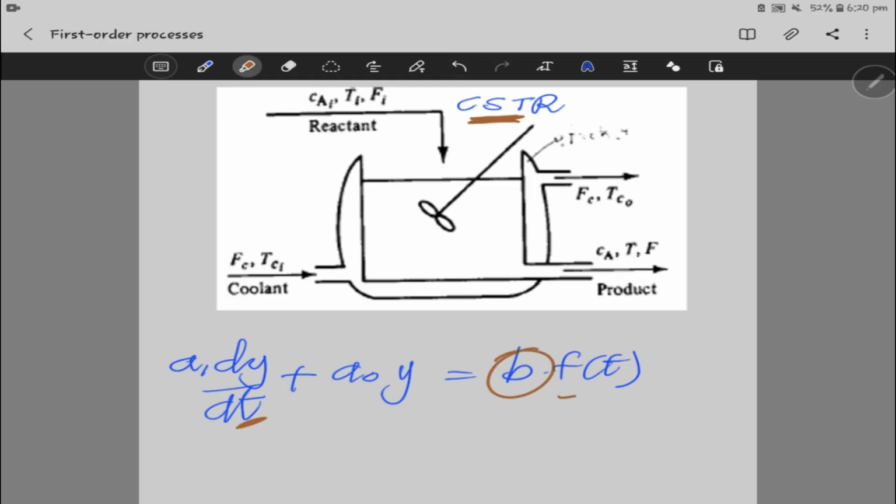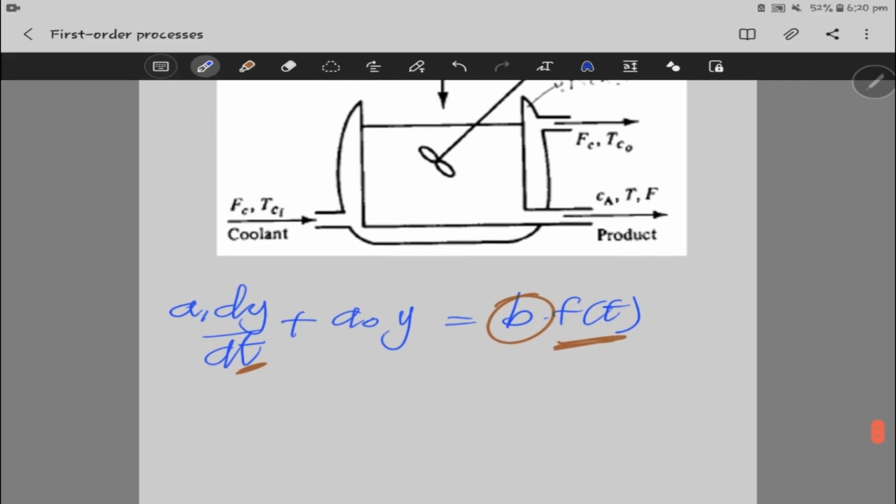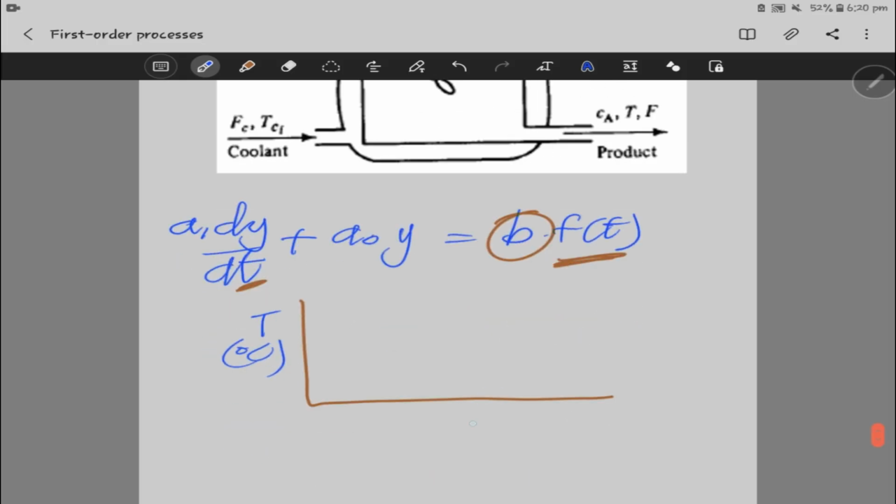And then this f(t) is what we call the forcing function. Basically, it is the input that we're giving to the system. One of the inputs, or the simplest one we can give a system, is what we call a step change, right? So let's do a graph. Let's say this is temperature, in degrees Celsius, and then this is time.